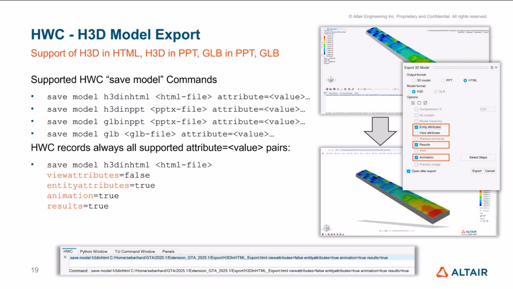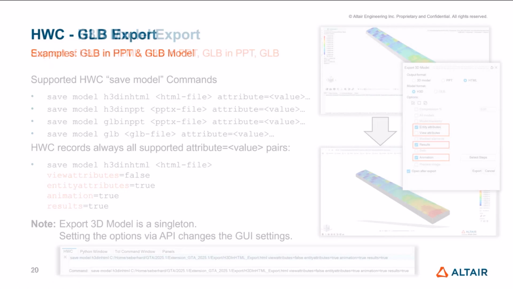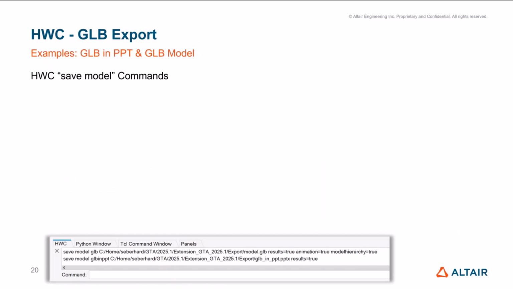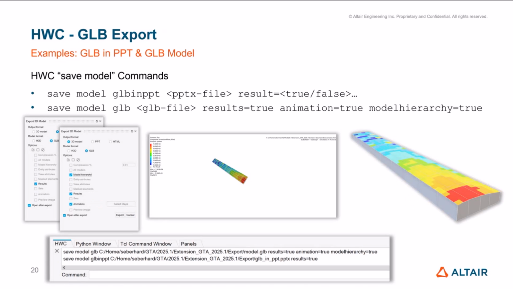As you have to know, we have here no defaults. The defaults is what was last selected, because this is a singleton, so the selection option changed via the GUI settings. So we record everything which is available for this option, so that when you replay the command, it's completely set. So we will have here also GLB export. We can type here the save model. It has here only the results as an option, or PPT, or if you set the GLB as model, then you have model hierarchy, results, and animation available.